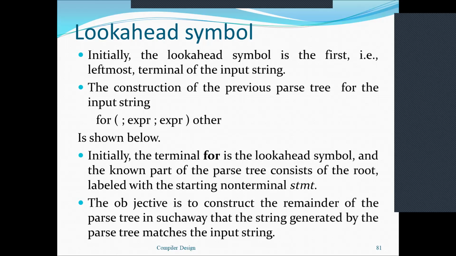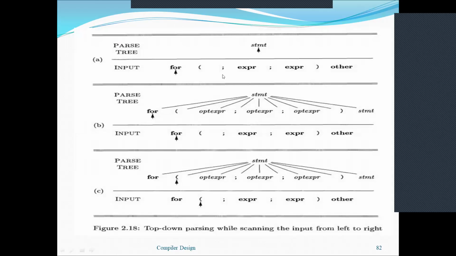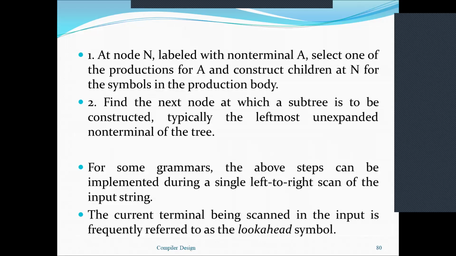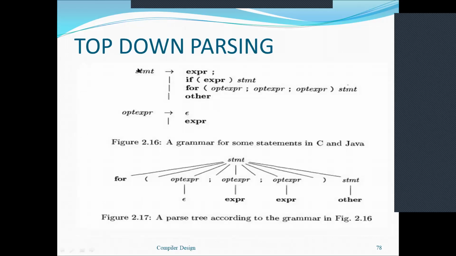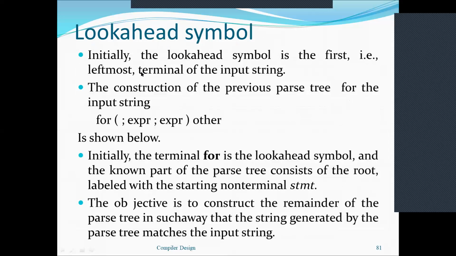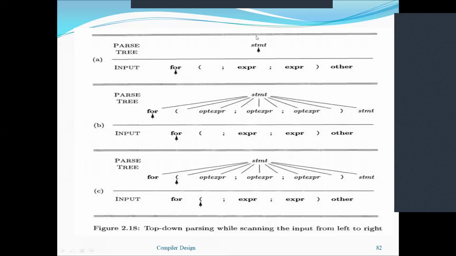Here you will see the parse tree for this for expression, and the parse tree is like this: statement, because it comes to the for. The first one is your lookahead symbol, and the head of the production is the statement. So the parse tree starts with the statement here. This is the root of the parse tree.